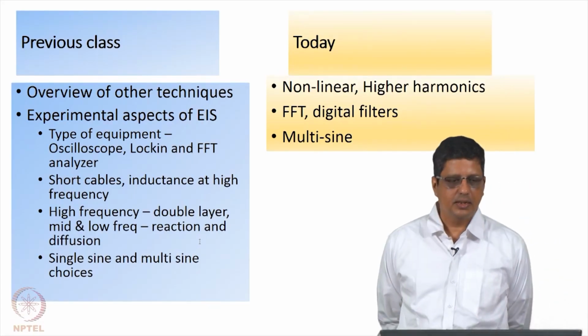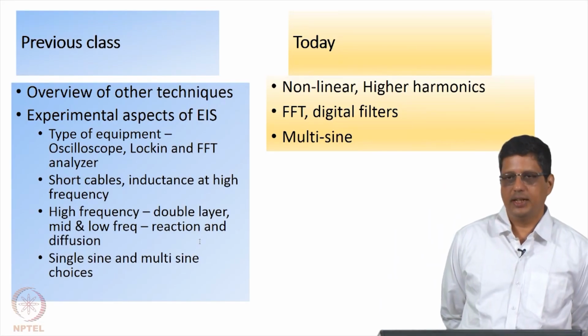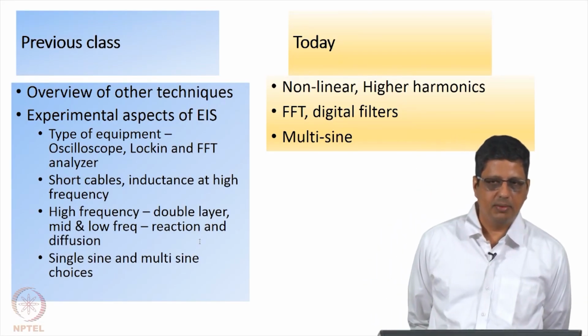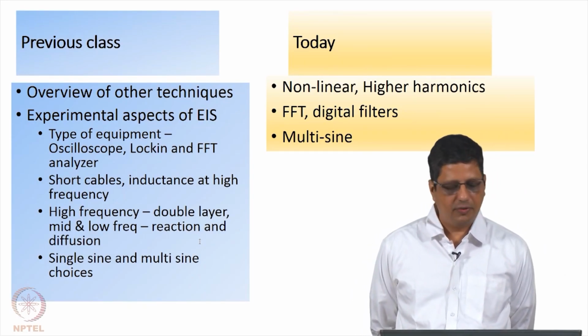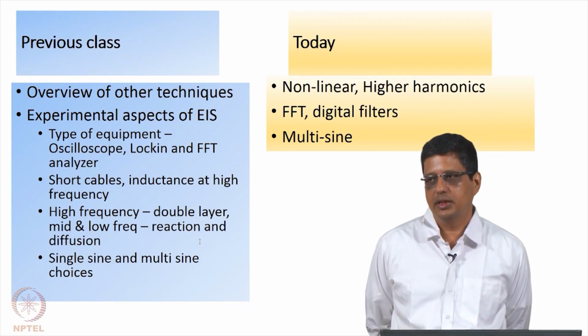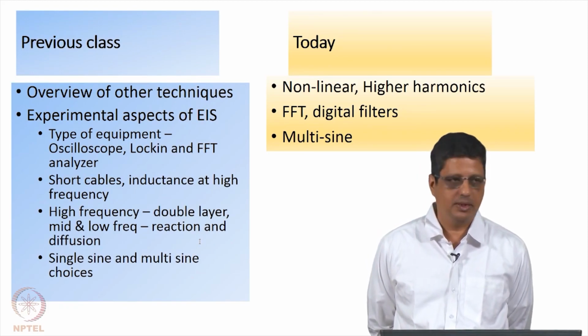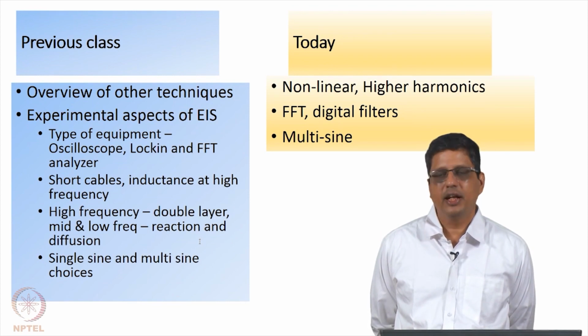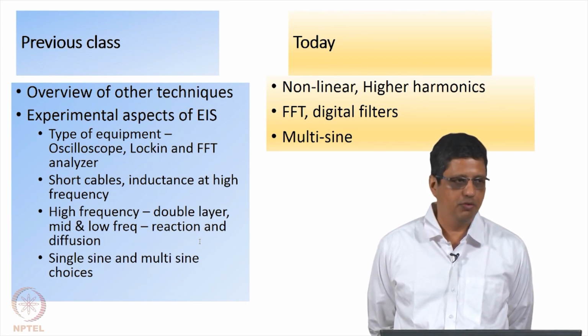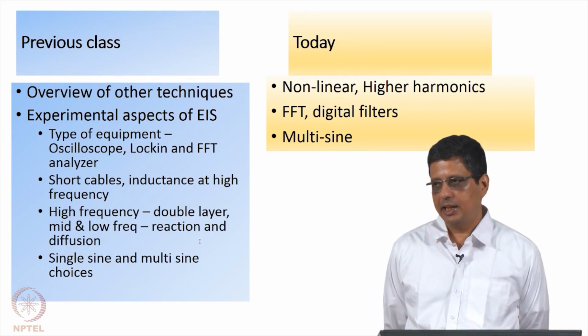Okay, so in the last class we saw an overview of a few other techniques, and we also started with the experimental aspects of performing EIS. There are different types of equipment we saw. There are certain things one needs to take into account when you do the experiments. You can use what's called a Faraday cage. A Faraday cage is basically a metal box in which you can keep the experimental setup.